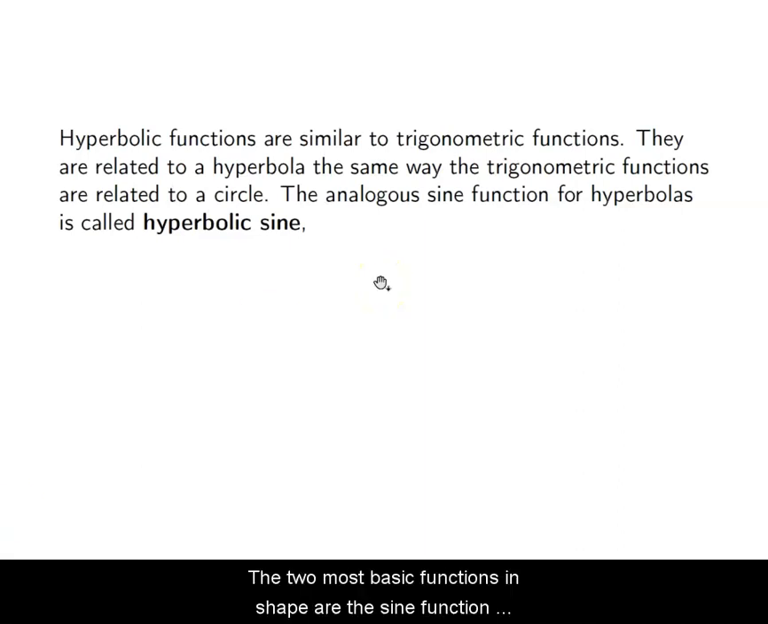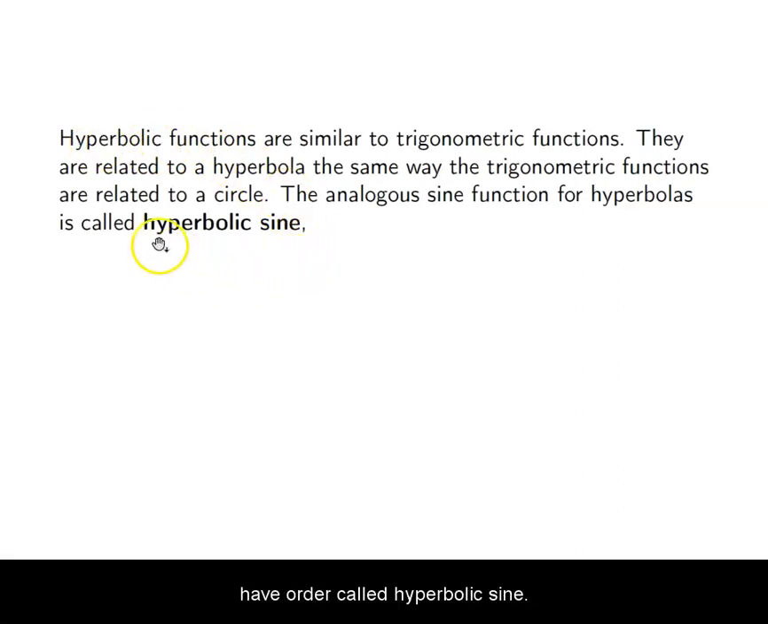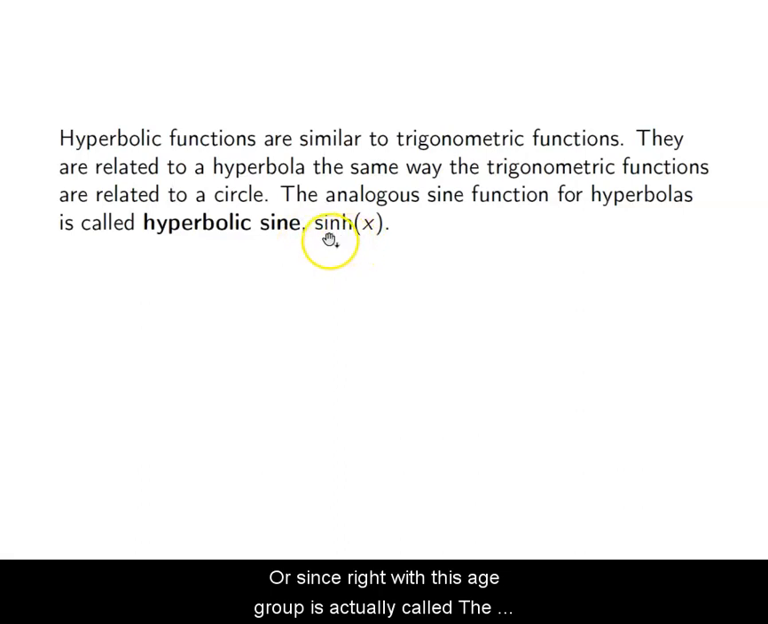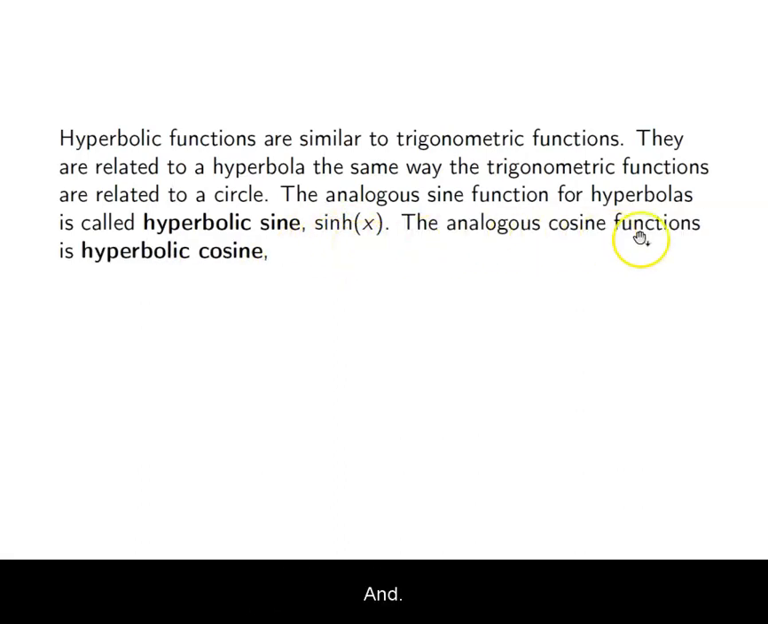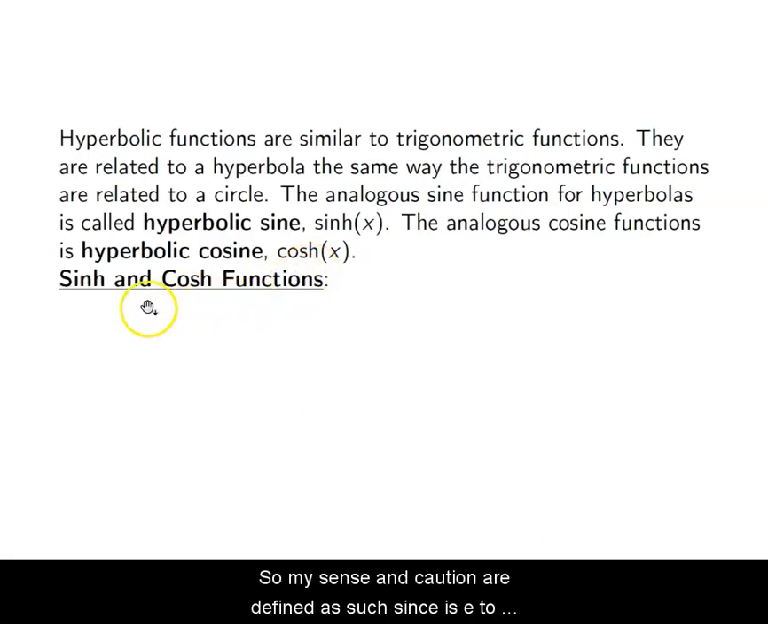The two most basic functions in trig are the sine function and the cosine function. And so for hyperbolic functions, we have what are called hyperbolic sine, or sinh, with this H, it's actually pronounced "sinh". And we have hyperbolic cosine, which is related to cosine in the trig functions, and we call this cosh of x. So my sinh and cosh functions are defined as such.